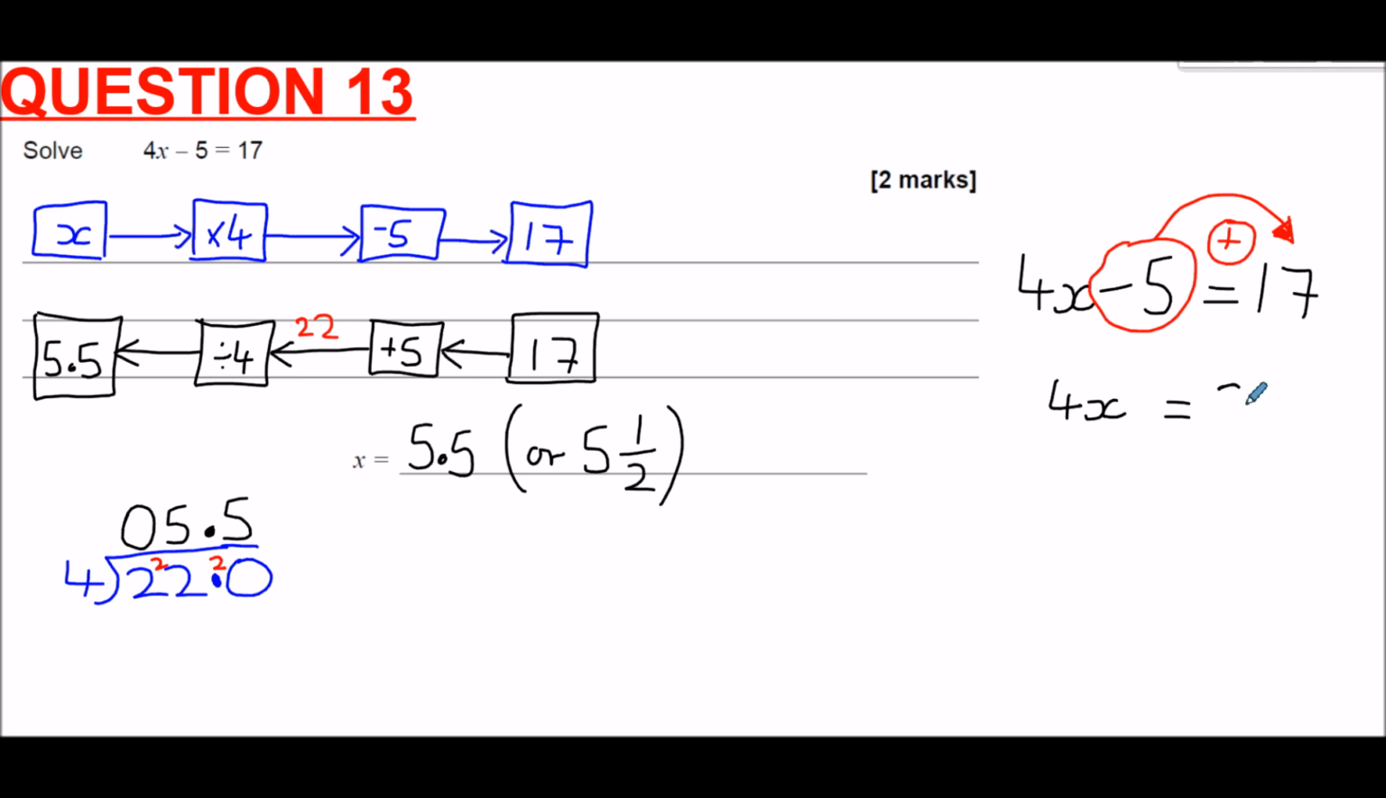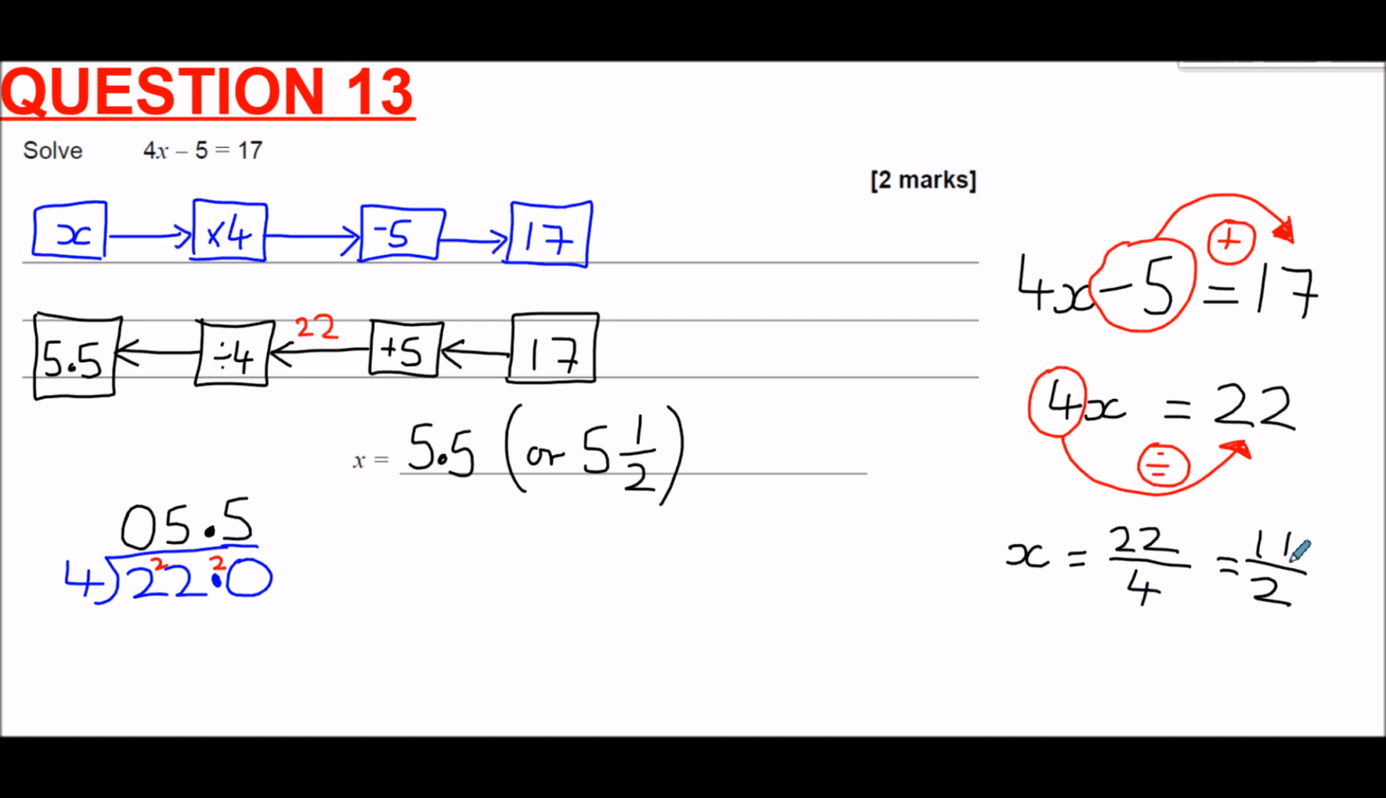17 add 5 is 22. Now we don't want 4x's, we want just 1x, so that 4 needs to go away. That 4 is multiplying the x as it stands, so when it swaps sides, it will swap sign. Opposite of multiply is divide. And so x will be 22 divided by 4. Now both of these numbers here we can half. So half of 22 is 11. Half of 4 would be 2. So 11 halves.